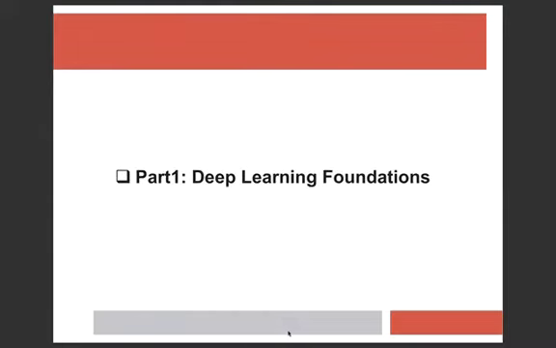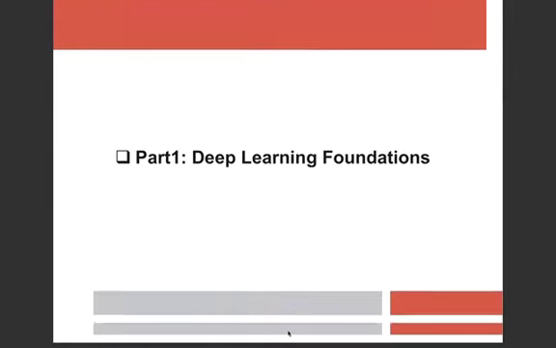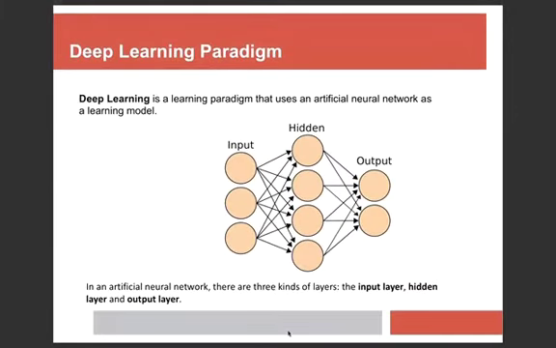Okay, let's begin with part 1, the deep learning foundations. Deep learning, also called the deep neural network, is a learning paradigm that uses an artificial neural network as a learning model to fit the historical data. In an artificial neural network, as shown in this picture, there are 3 kinds of layers: the input layer, hidden layer, and the output layer. Each of these yellow round dots we can call a unit, perceptron, or neuron.